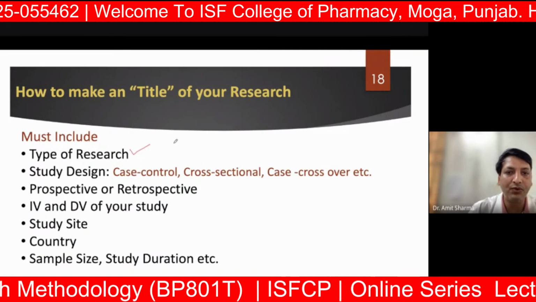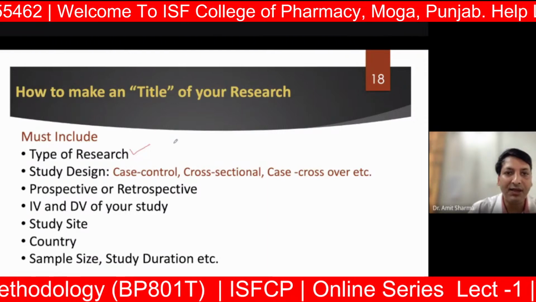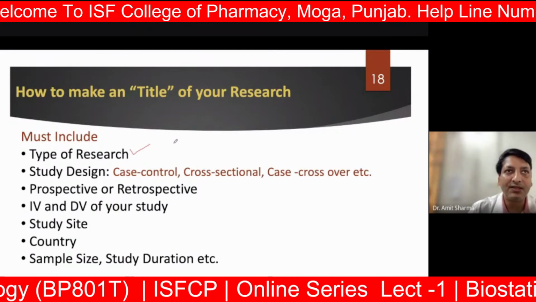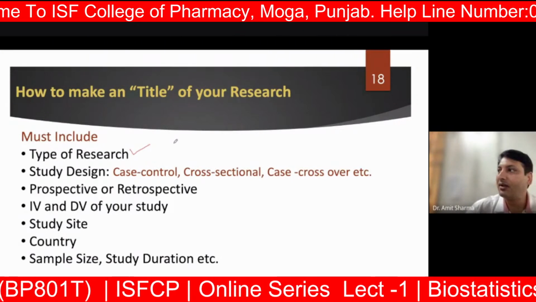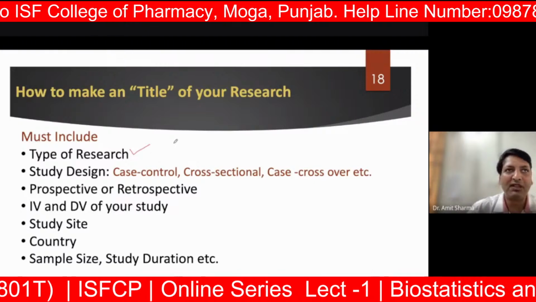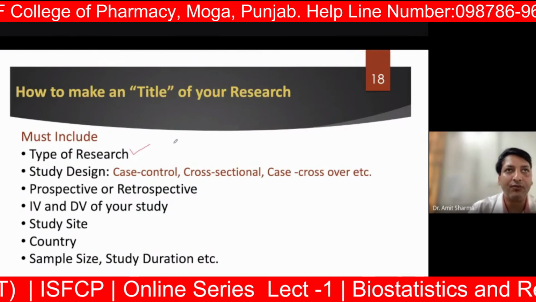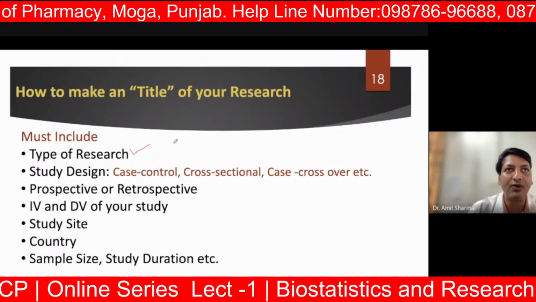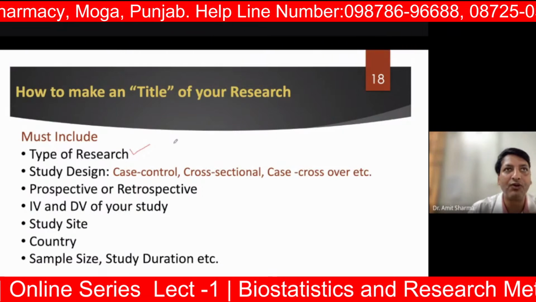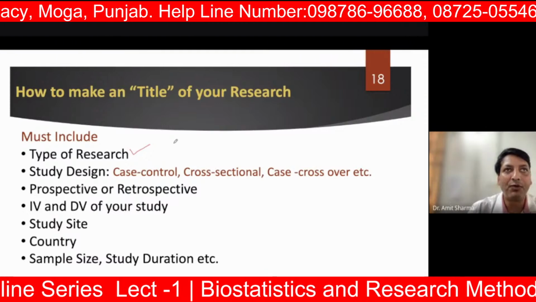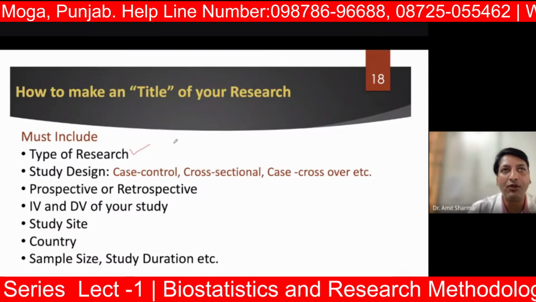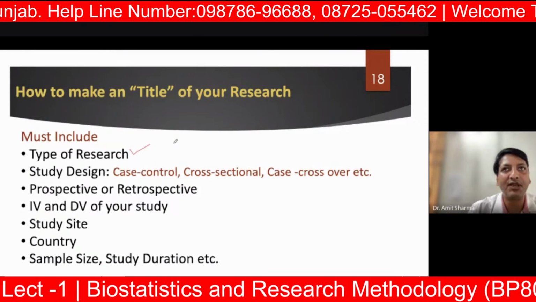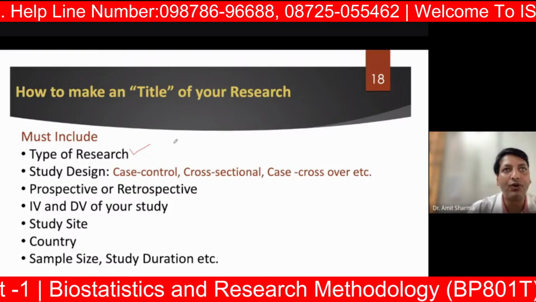Once you know the type of your research, after that you can come to the study design. What is study design? It means the methodology of your work. For example, you are doing an analytical study. Under the analytical study you have made two or three groups to find out which group is performing well, or you have two or three different molecules and you want to find out which molecule has better efficacy than the other two or three.